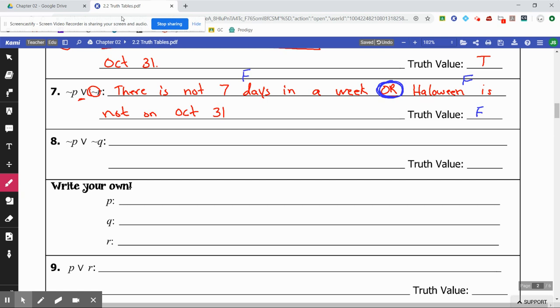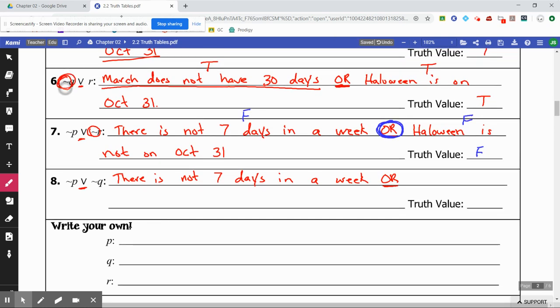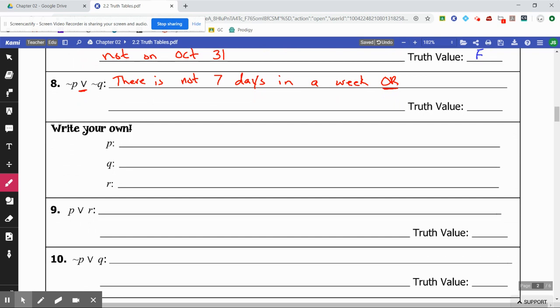And then the last one, and let me switch back to red here, not P, we did that on the last one. There is not 7 days in a week. And again, this is an or statement, so let's put or. The second part, not Q, well, let's go back up. Here's not Q. Q was March has 30 days. So not Q would be that March does not have 30 days.